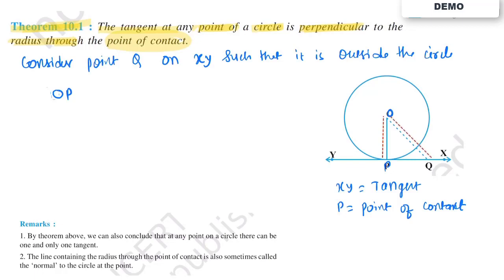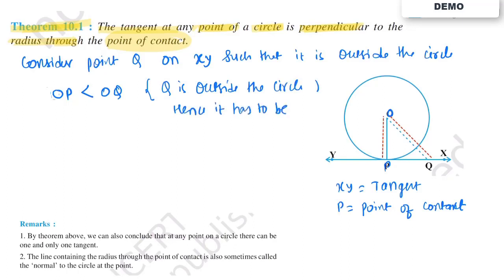OQ, OP is less than OQ, and you might be wondering why, since Q is outside the circle, hence it has to be greater than radius. Q is outside the circle, hence it has to be greater than radius.